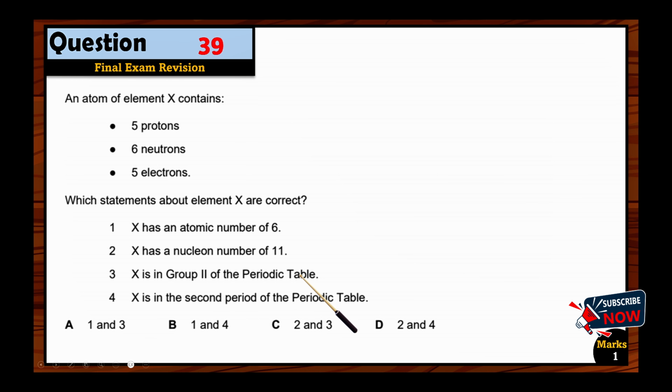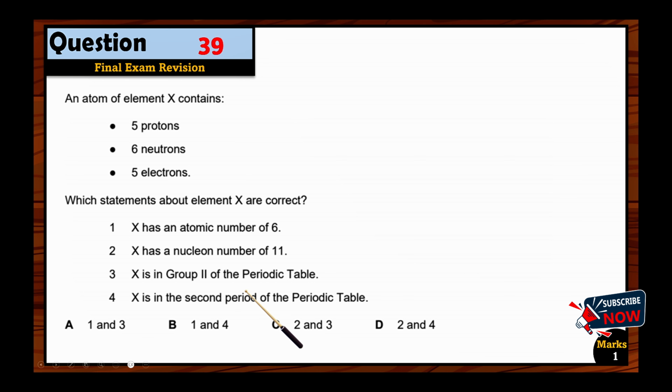X is in group 2 of the periodic table. That we have to see now. How many electrons does it actually have? 5 electrons, right? The first shell can have only 2 electrons. So how many are left? 3. The second shell can have at maximum 8 electrons. So the first shell will have 2 and the second shell will have 3 electrons. So it has 2 shells. Is X in group 2 of the periodic table? No. It is actually in group 3 of the periodic table. So statement 2 is the only one right so far.